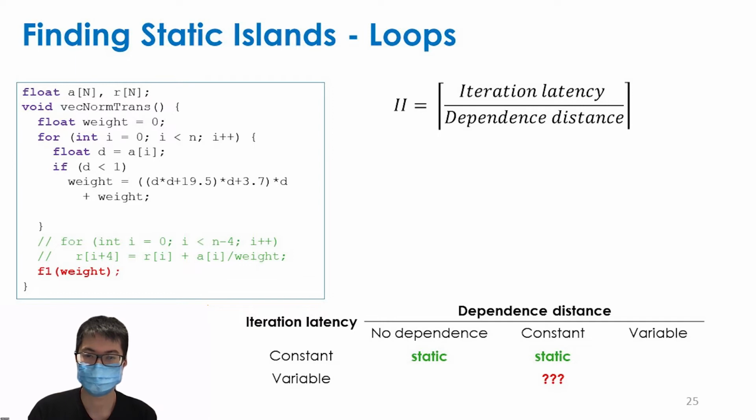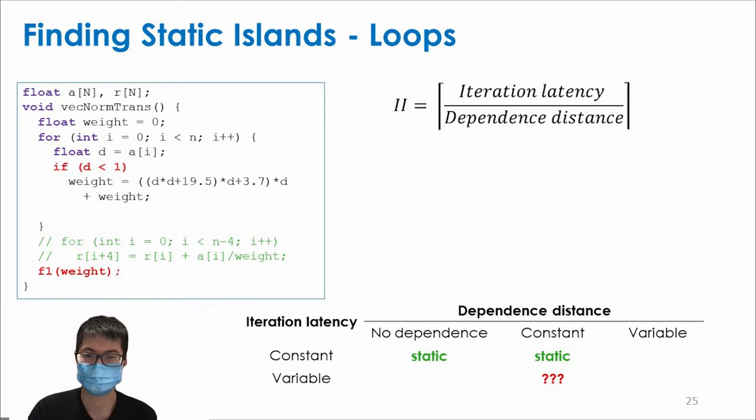Okay, but how about this case? What if the iteration latency is a variable? Now, if we look at the first loop, the if condition makes the latency of the loop body depend on the array element A[i]. Statically scheduling the whole loop may cause worse throughput.